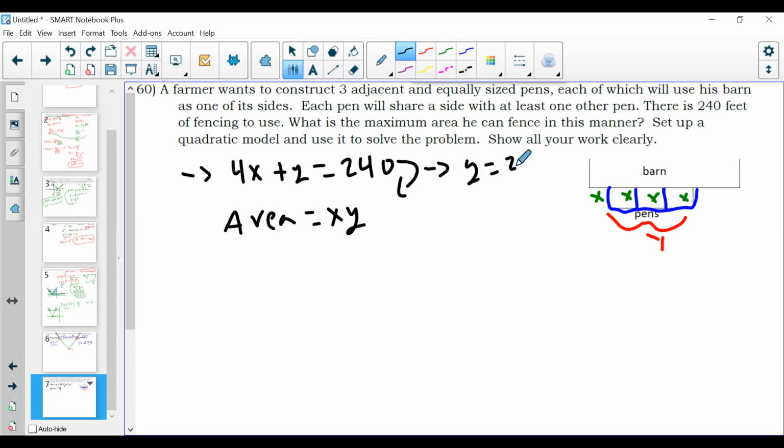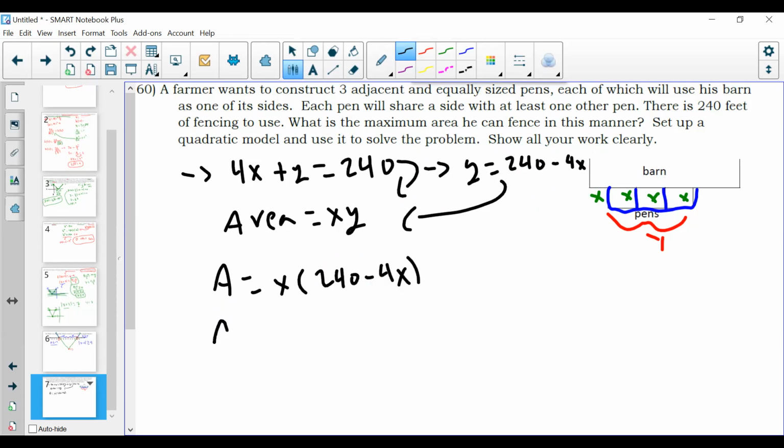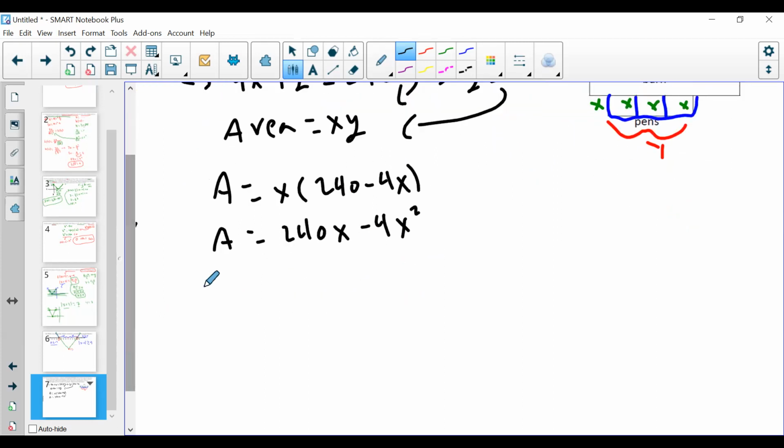So I get Y equals 240 minus 4X. I'll take it and plug it into my area. So A will equal X times (240 minus 4X). Distribute out the X to get 240X minus 4X squared. And this area is actually A of X. What I'm going to do is complete the square for it.